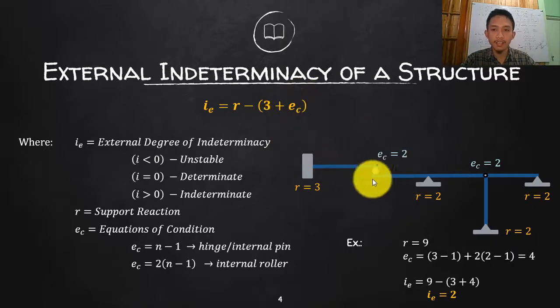Unless there is an external or internal hinge. But again, you can forget about the equations of condition in getting the external indeterminacy of a truss. So all you need to do is get the number of reactions, subtract the three equations of equilibrium, and that is the external indeterminacy of the truss. For frames and beams, of course, consider your E sub C.